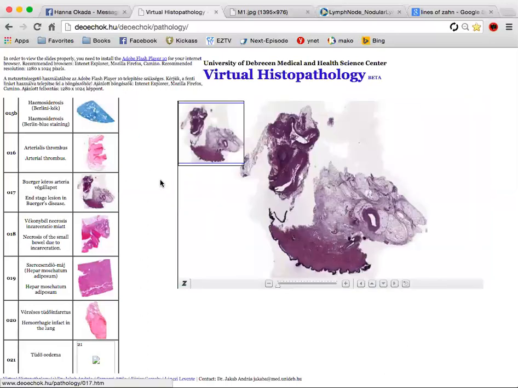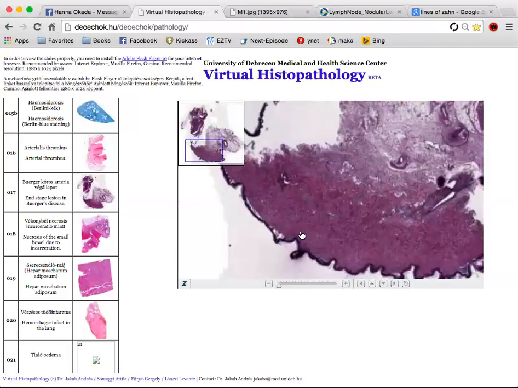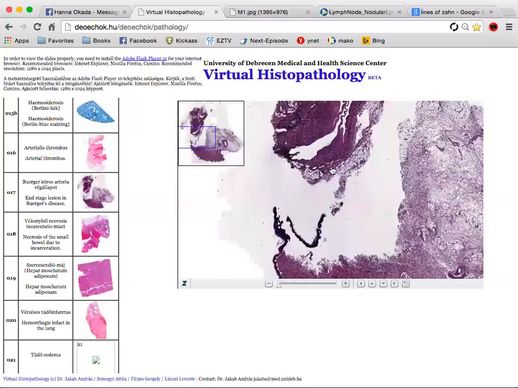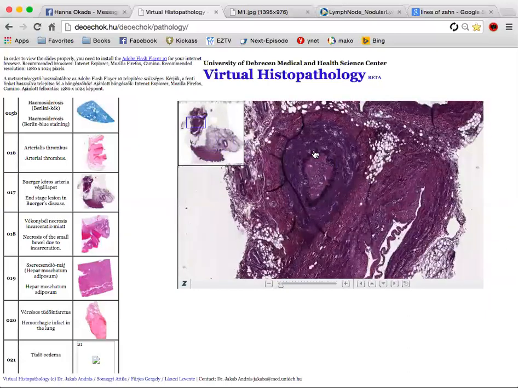So next, this is an end-stage lesion in Berger's disease. Berger's disease is a small to medium-sized vessel vasculitis, and it's pretty much only in smokers. Okay. So these are specimens of skin, and you can see the epidermis and the dermis and hypodermis. I'm gonna go here. This is a nice lesion.